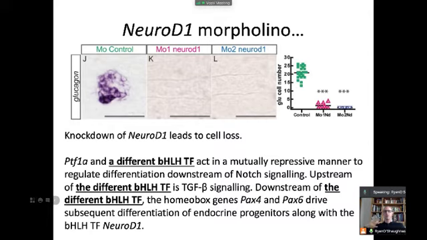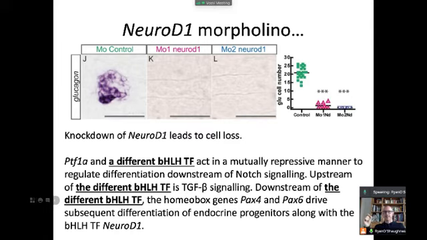But this knockdown of NeuroD1, and this is shown by NeuroD1 morpholino, does prevent cells that express glucagon. So these morpholinos, we can show with this assay for glucagon a significant reduction in glucagon expressing cell numbers. So knockdown of NeuroD1 in these zebrafish is leading to cell loss.